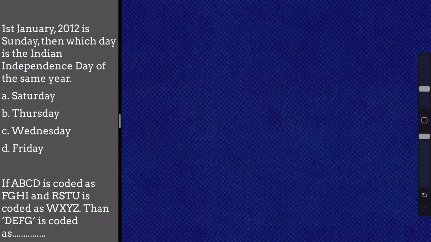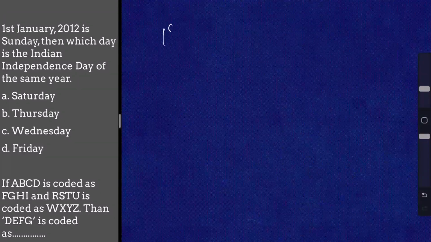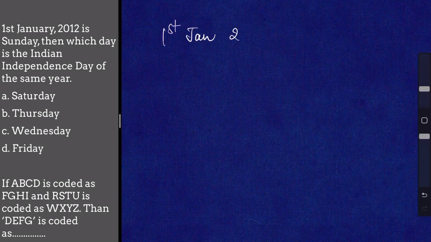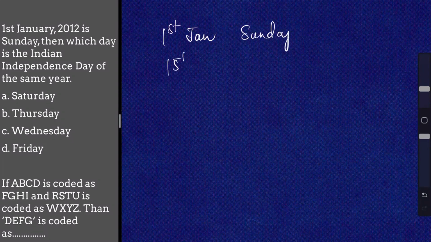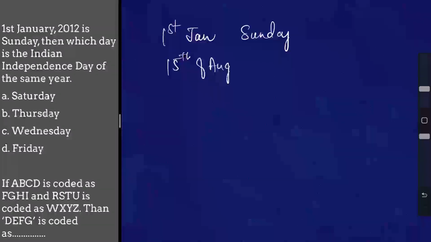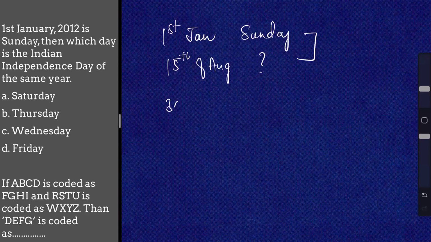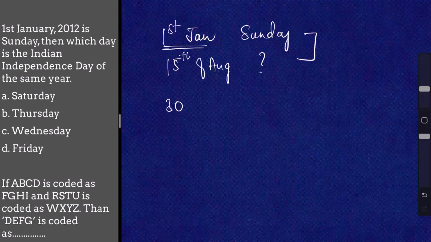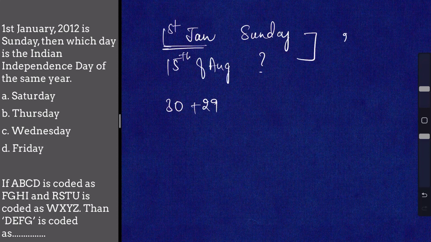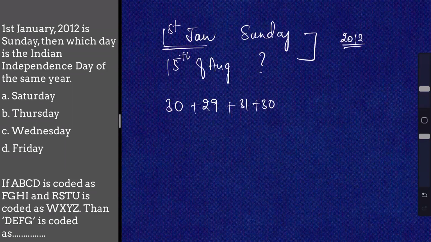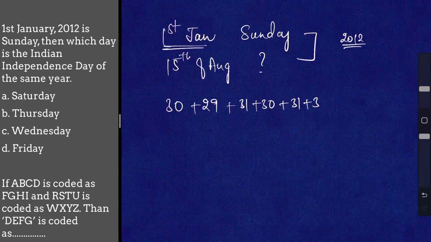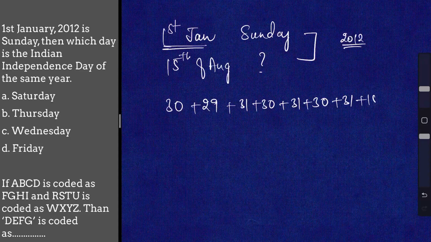Now in this case they are saying if 1st of Jan is a Sunday, in the year 2012, what would be 15th of August? Since independence is on 15th of August, which day would that be? To identify the answer, we'll have to find out the difference between these two dates. In January, we will have 30 days apart from 1st January, so that shall be excluded. Feb will have 29 because 2012 is a leap year. Then March will have 31, April 30, May 31, June 30, July 31, and August 15 days.